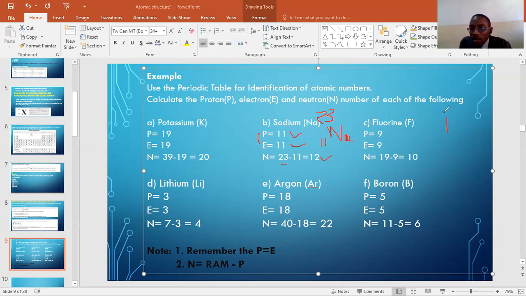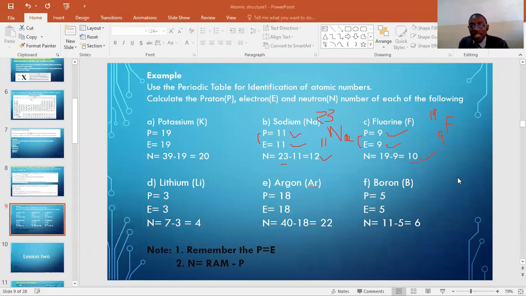Fluorine is F, capital F, 19, and 9 down below. We said what is found at the bottom is the proton number. Electron number, the P is equal to the E, therefore it's also 9. How do you find the neutron number? You get 19, you subtract 9, you get 10. So basically that is how we determine the protons, the electrons, and the neutron numbers in an atom.